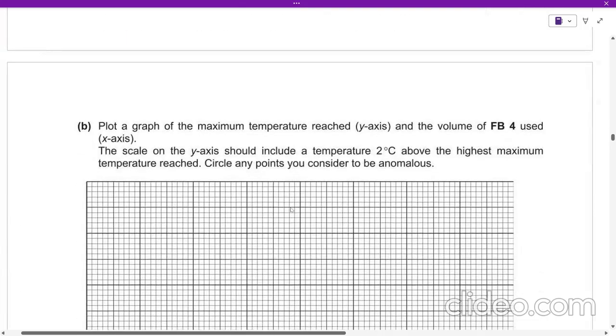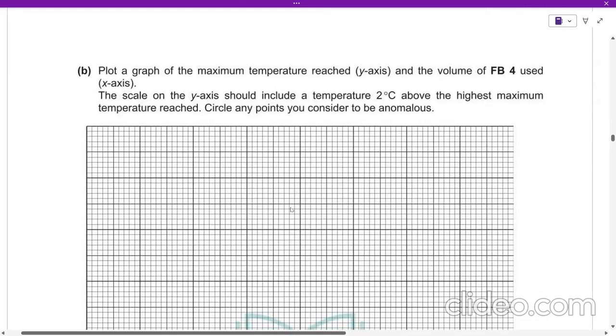So plot a graph of maximum temperature reached on the y-axis and the volume of FB4 used. The scale on the y-axis should include a temperature 2 Celsius above the highest maximum. So we have to leave space for 2 Celsius above the highest temperature.